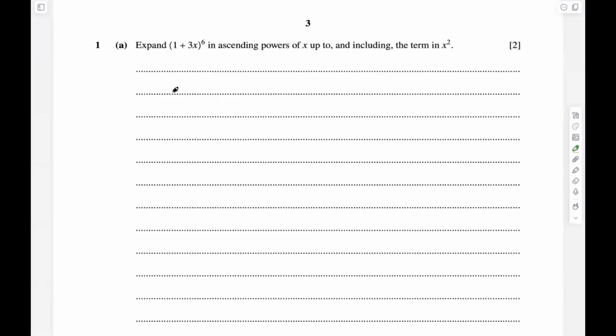In question 1, part A, we have to expand (1 + 3x)^6 in ascending powers of x up to and including the term in x squared. Now, for the expansion of a term which is (1 + b)^n, the formula is 1 + nC1 b^1 + nC2 b^2 and so on. Now, the expression is (1 + 3x)^6.